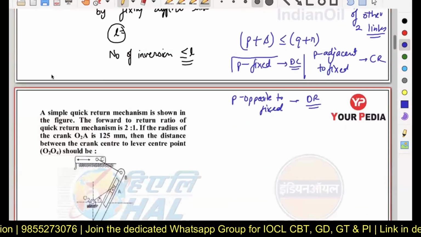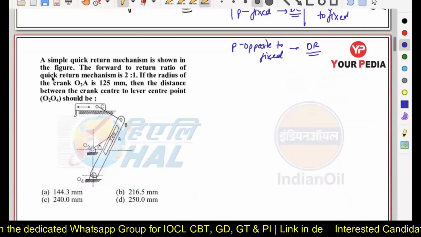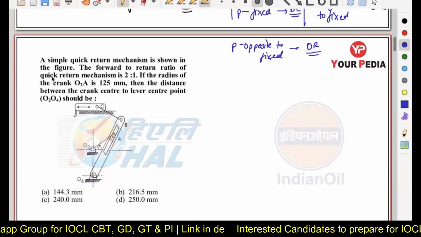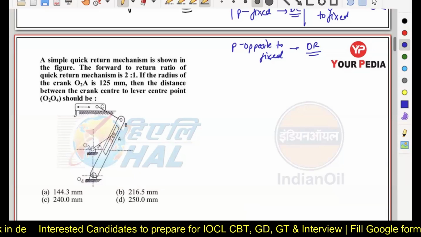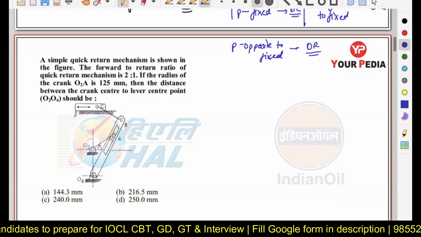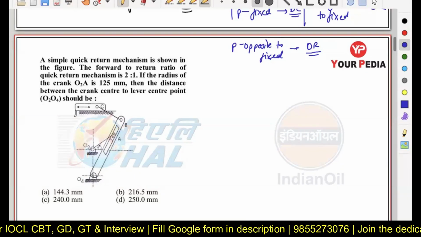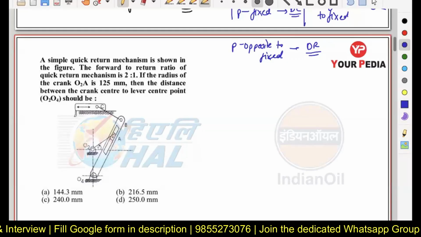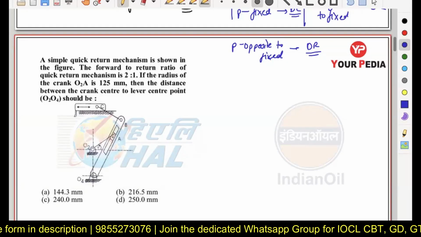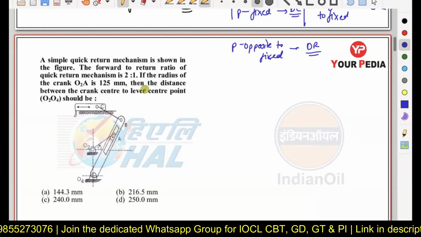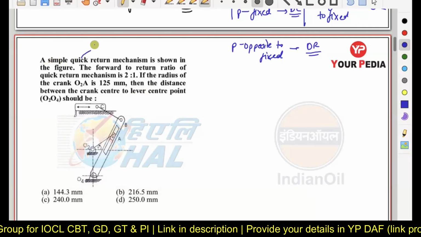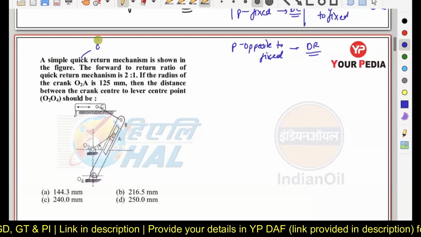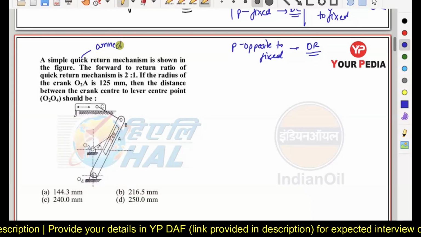Next part. A simple quick return mechanism is shown in the figure. The forward to return ratio for the quick return mechanism is 2:1. If the radius of the crank OA is 125 millimeter, then the distance between the crank center and the lever center point should be. Okay, now just see. A simple quick return mechanism is basically an inversion of the single slider crank chain mechanism in which the connecting rod is fixed here.